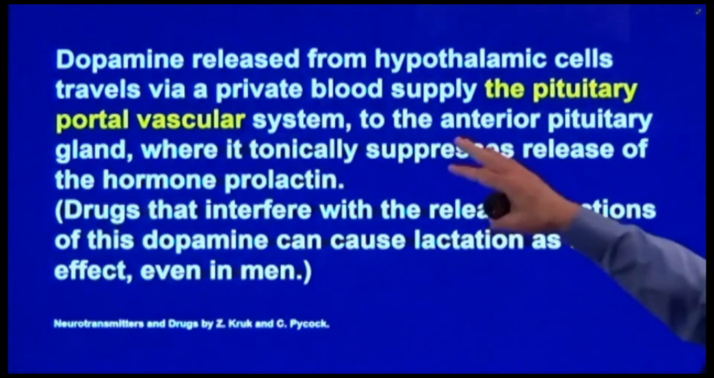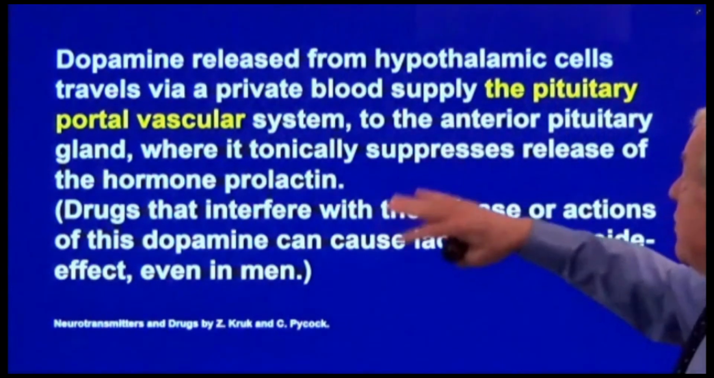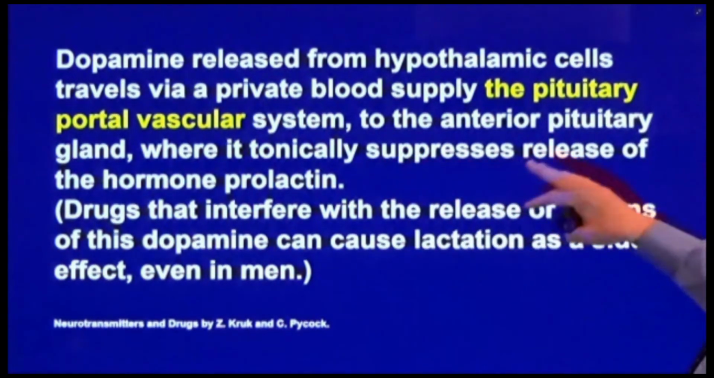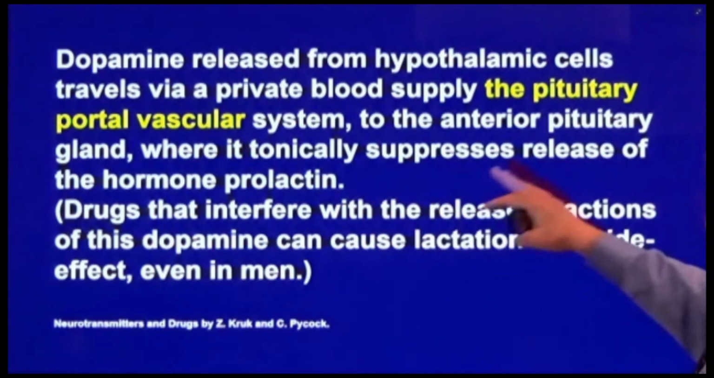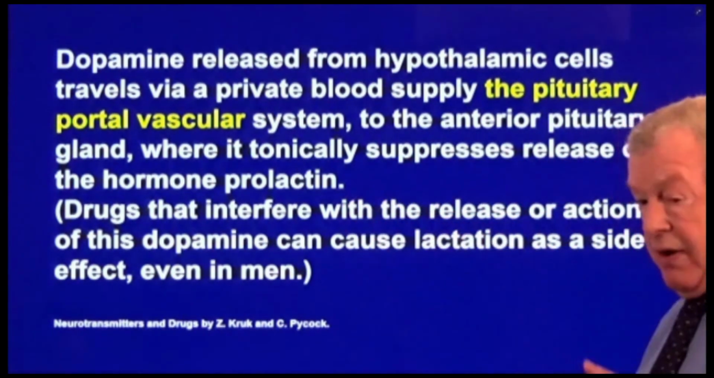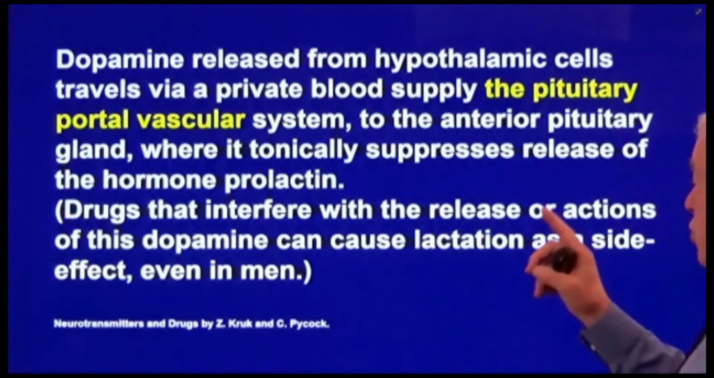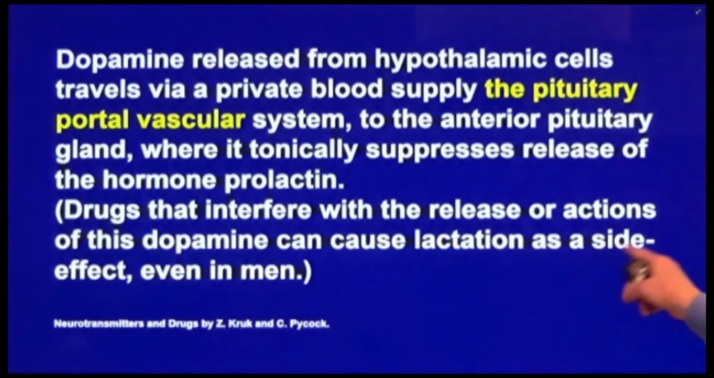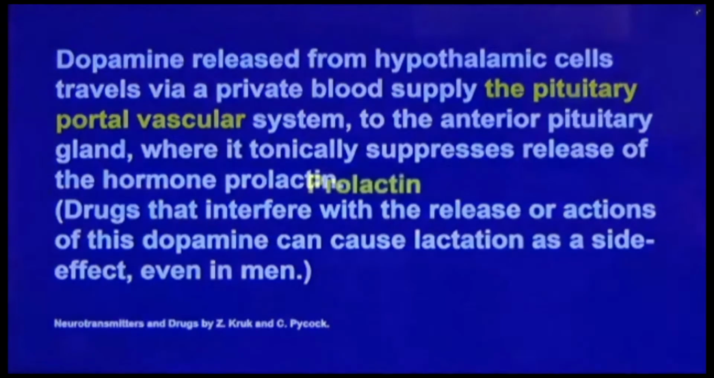So dopamine released from the hypothalamus cells travels via the blood supply to the pituitary portal system and then to the anterior pituitary, where it tonically suppresses the release of the hormone prolactin. Drugs that interfere with the release or actions of dopamine can cause lactation as a side effect, even in men.